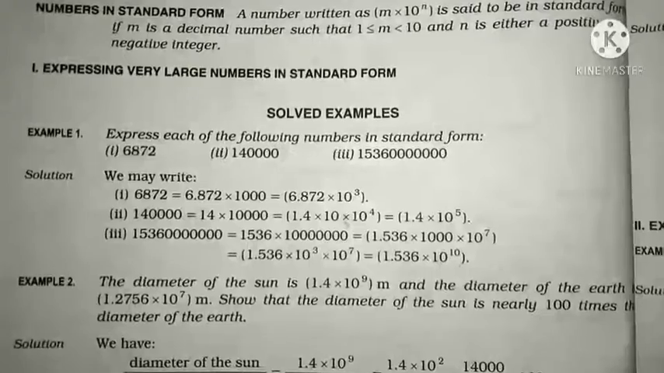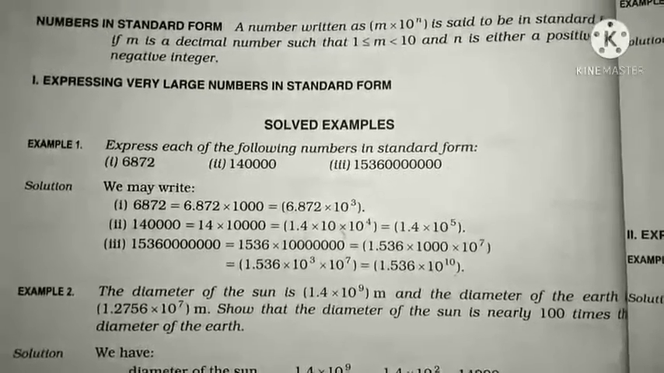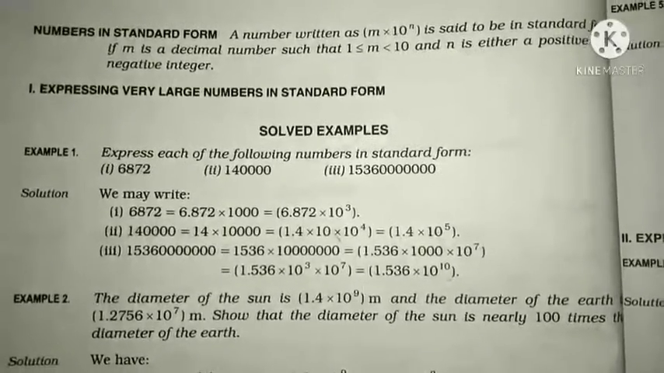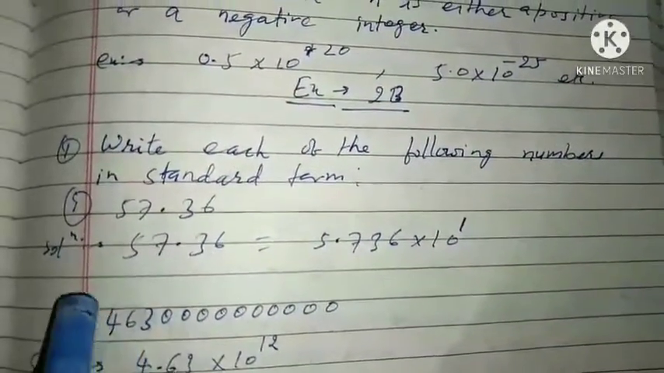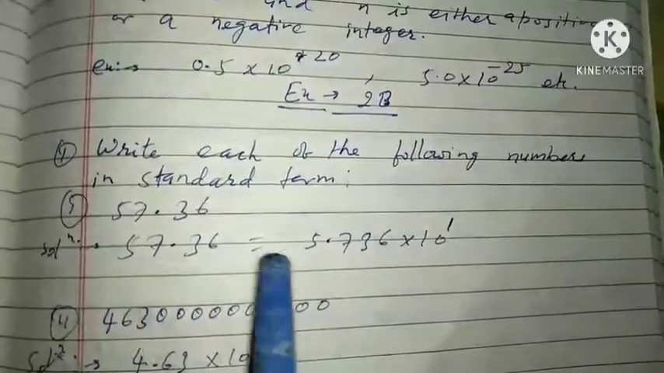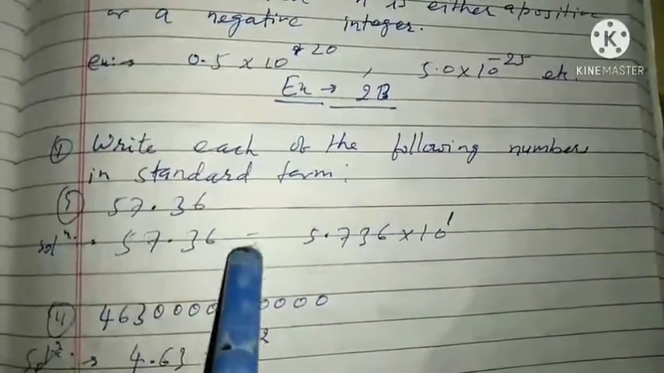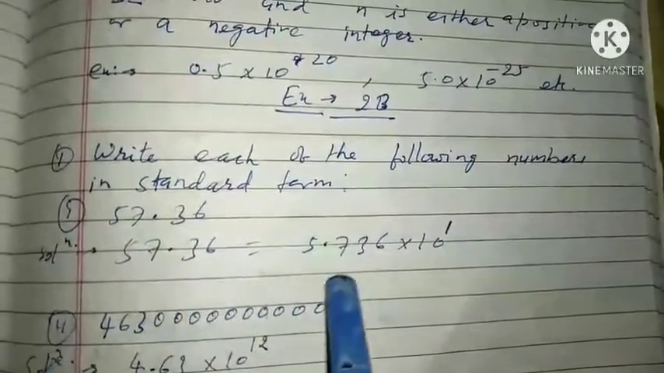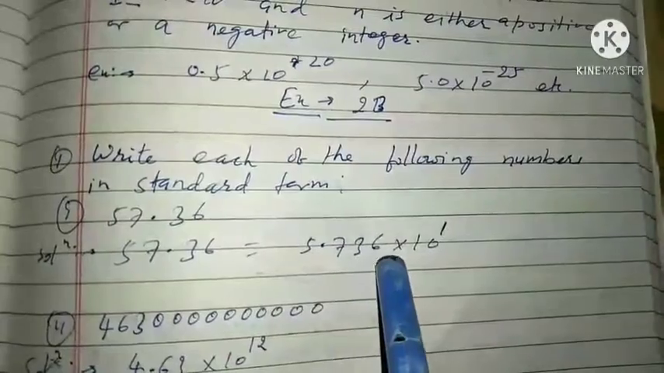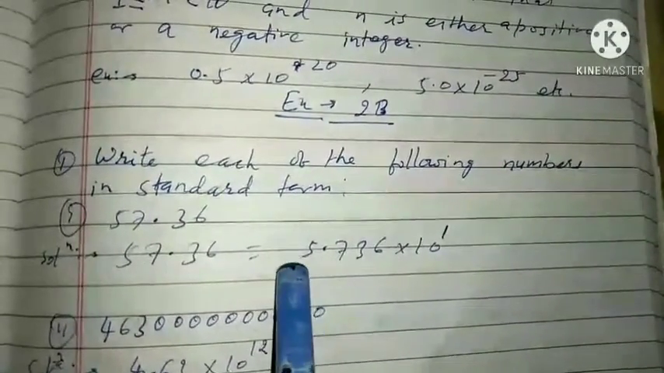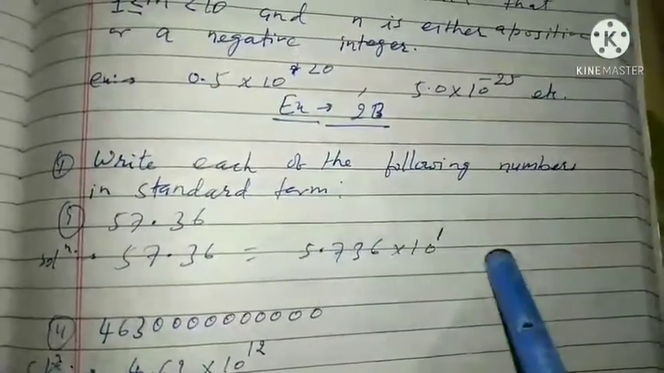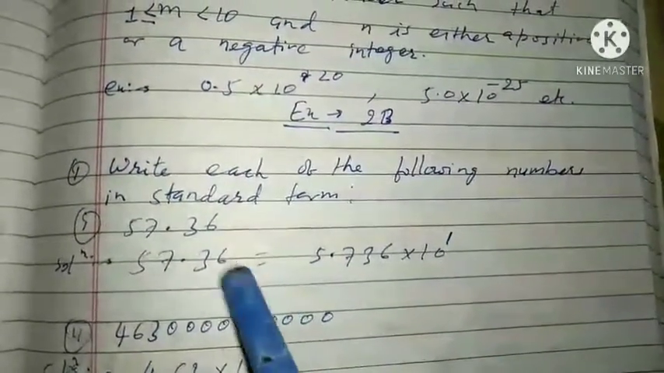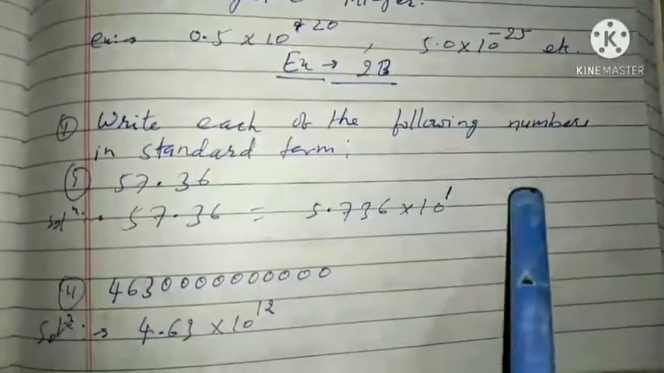Now we'll discuss questions from exercise 2B to understand this topic clearly. Our first question is: write each of the following numbers in standard form. First number is 57.36. 57.36 can be written as 5.736 multiplied by 10 to the power 1, because if you multiply this number with 10, the result will be 57.36. So this is the representation of this number in the exponential or standard form.